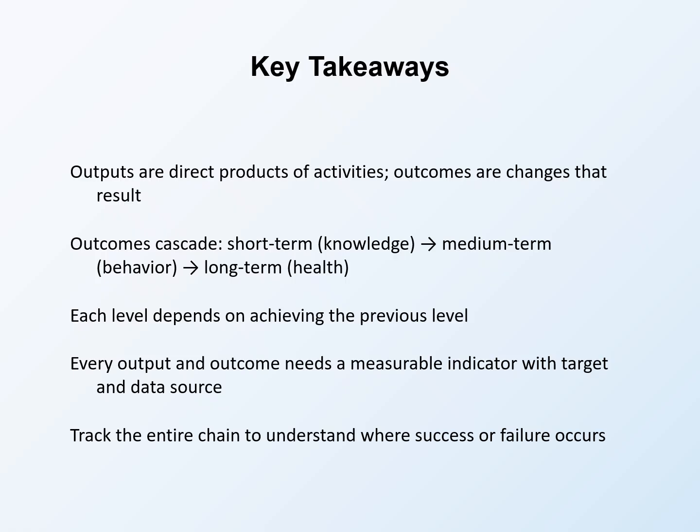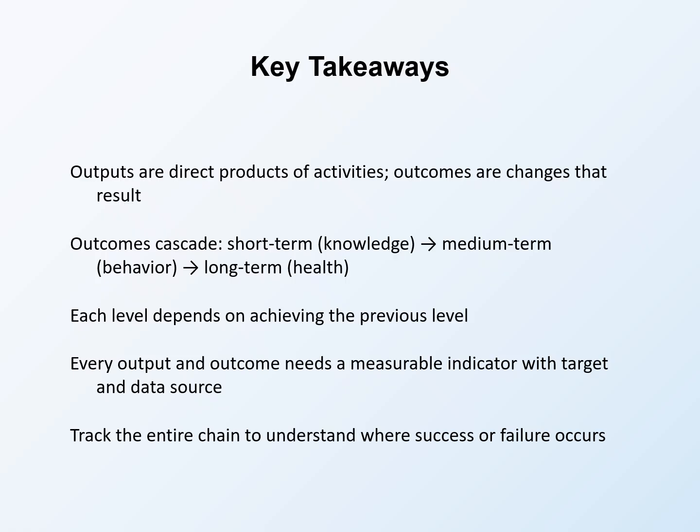Let's summarize our key takeaways. Outputs are direct products of activities, what you produce. Outcomes are changes that result, what changes because of what you produced. Outcomes cascade over time. Short-term changes in knowledge and attitudes, medium-term changes in behavior, long-term changes in health status. Each level depends on achieving the previous level. Breaks in the chain prevent later outcomes.